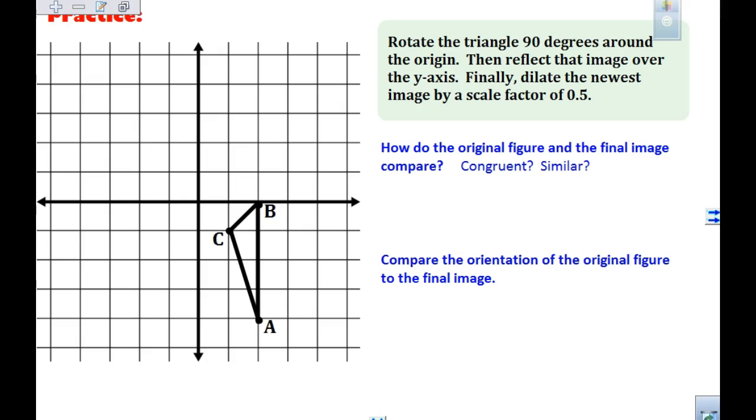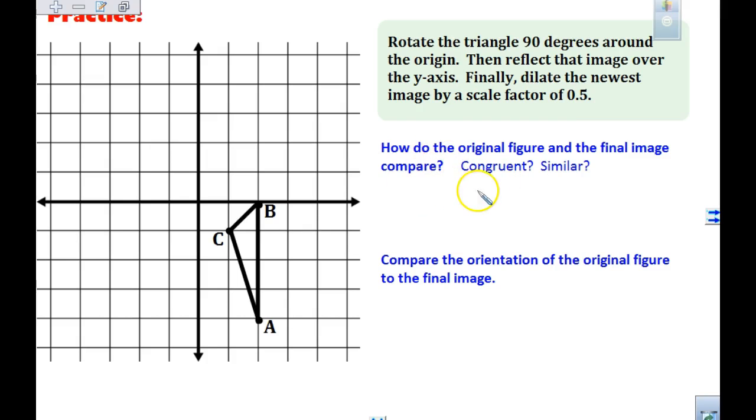We're not going to do this one. I just want you to take a look. So, if you are reading this, please read, Nolan. Rotate the triangle 90 degrees around the origin, and reflect that image over the y-axis. Finally, dilate the newest image by a scale factor of 0.5.